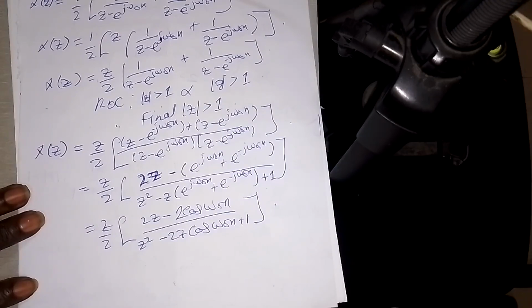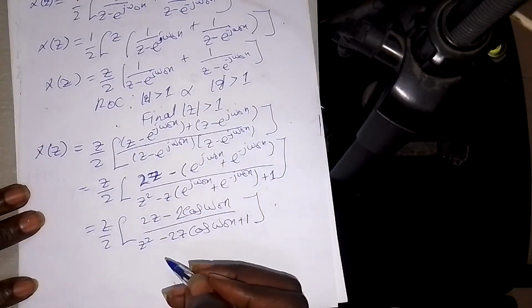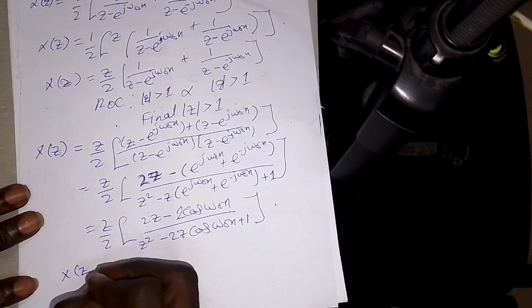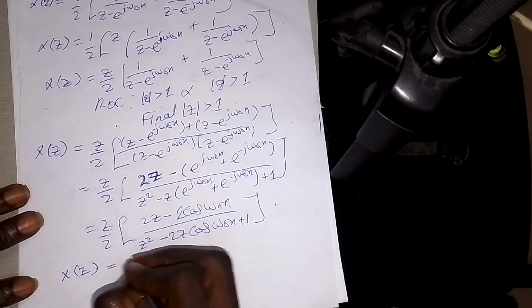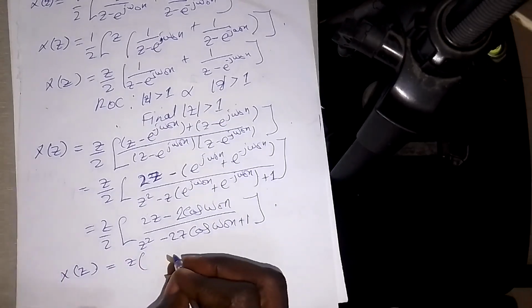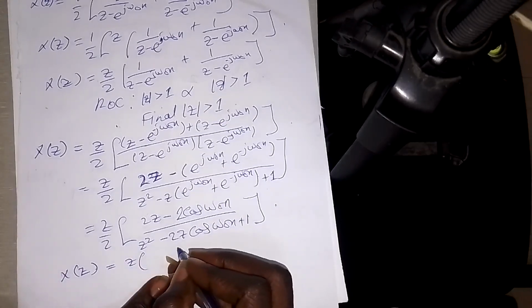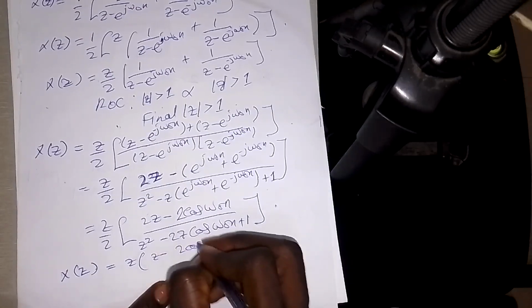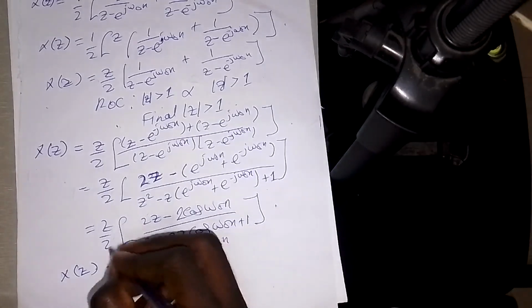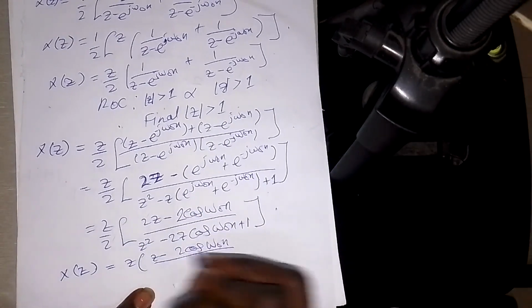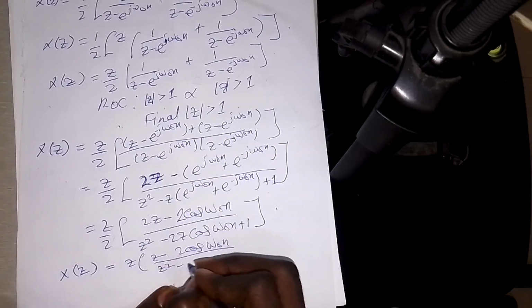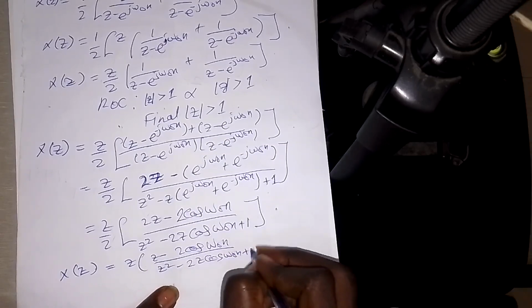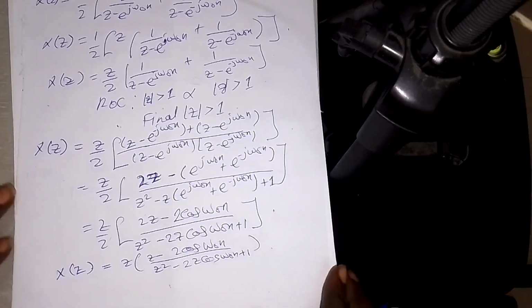Now here you can cancel these two and then this one, and then I'll be left with X of z equals z into, here I'll be left with z minus 2 cos omega naught n, because these two will cancel these two, over z squared minus 2z cos omega naught n plus 1. So this is what I'm going to get.